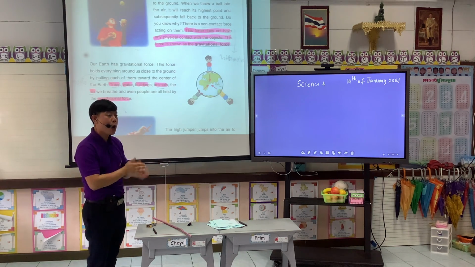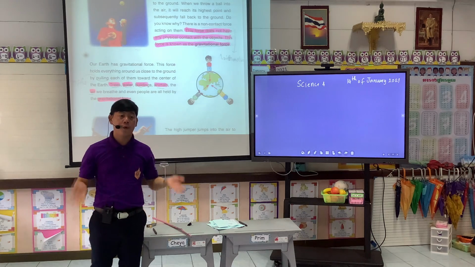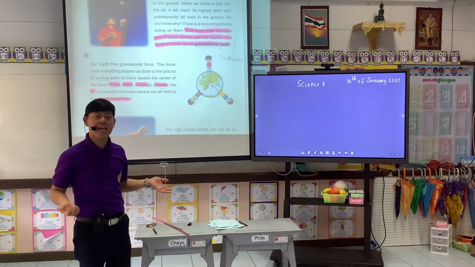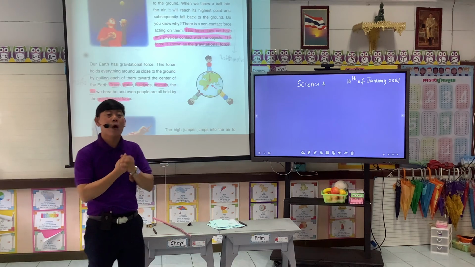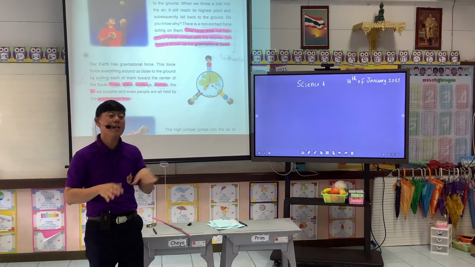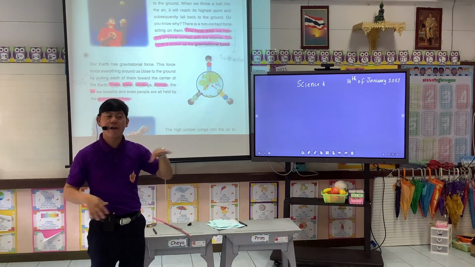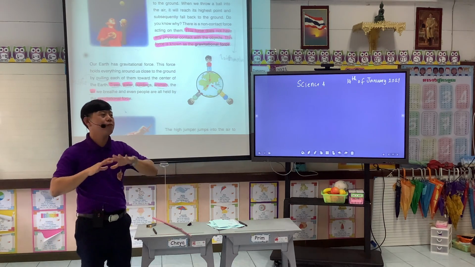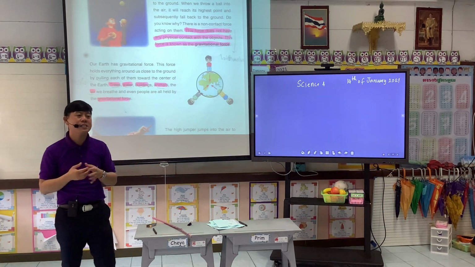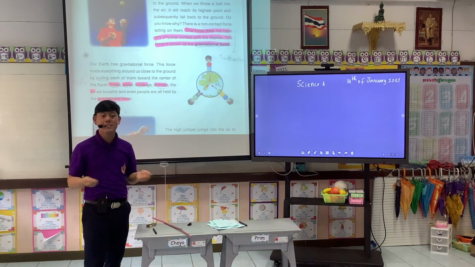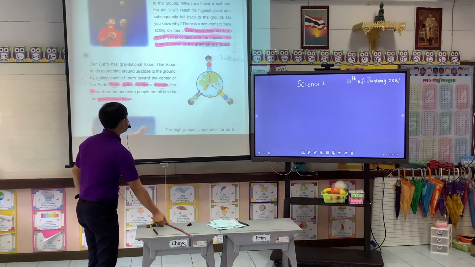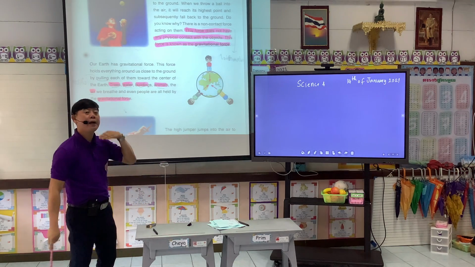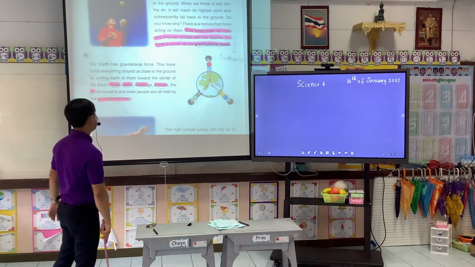For example, if there is no gravitational force, what do you think will happen to the objects, animals, humans? I think we will float in the air. Everything will float in the air because there is nothing to hold us or pull us back to the ground. That's it, the explanation of the gravitational force.